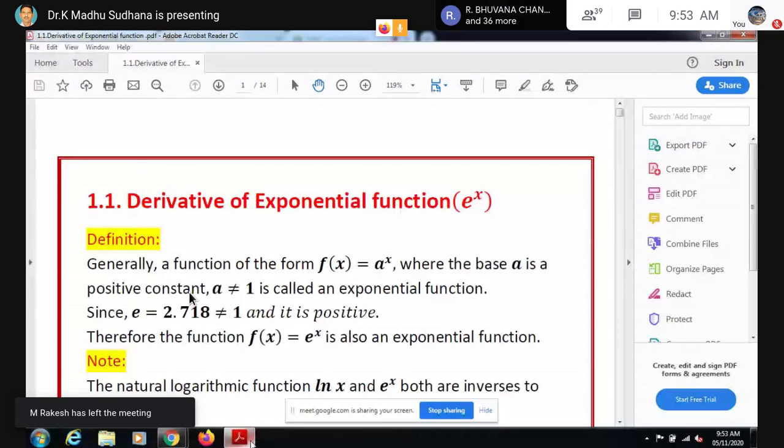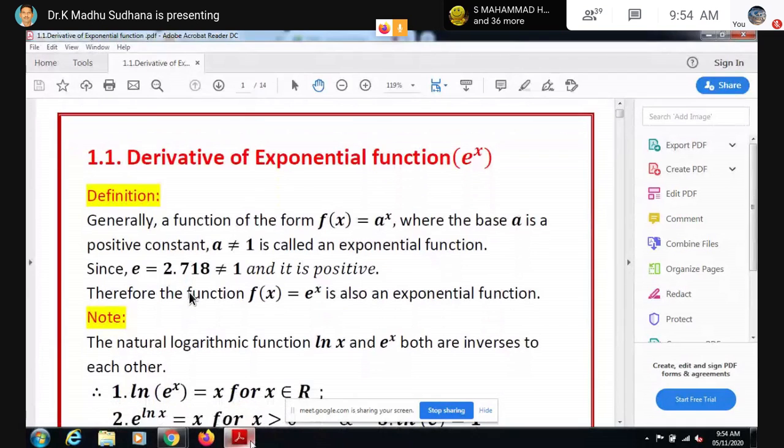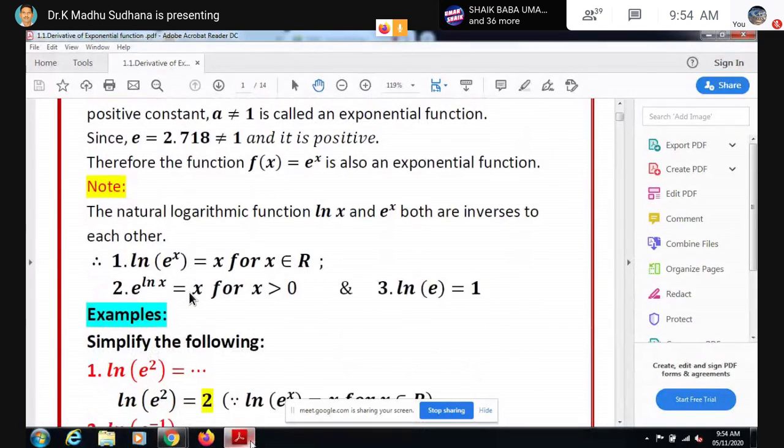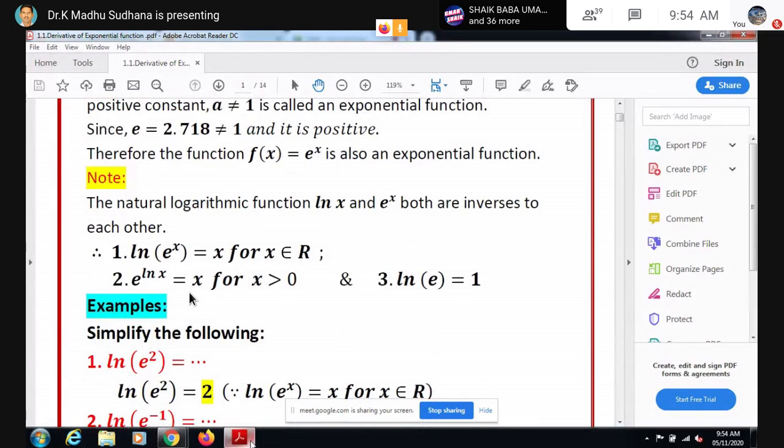So here, we can write it in function form as f of x equal to e power x. Try to see the RGUKT material and try to solve it. Now, the next one is the natural logarithm function, which we call ln. So you know the logarithm and natural logarithm.